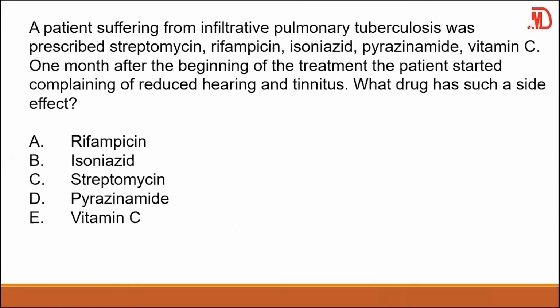A patient is suffering from infiltrative pulmonary tuberculosis and was prescribed streptomycin, rifampicin, isoniazid, pyrazinamide, vitamin C. Okay. RIPE is the treatment for tuberculosis. So in case they ask you for treatment for tuberculosis, don't say you don't know. It's RIPE. And this refers to the initials of what is being given over here.